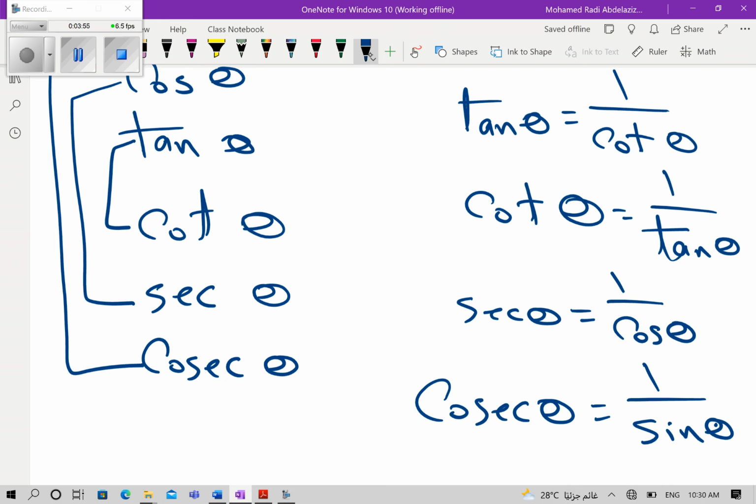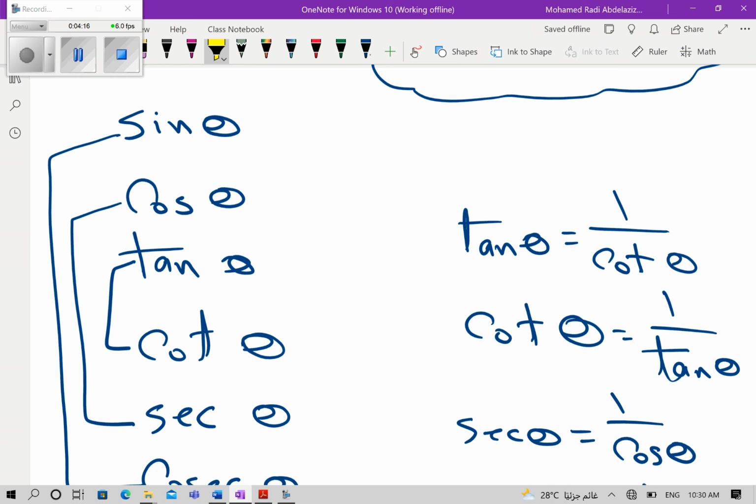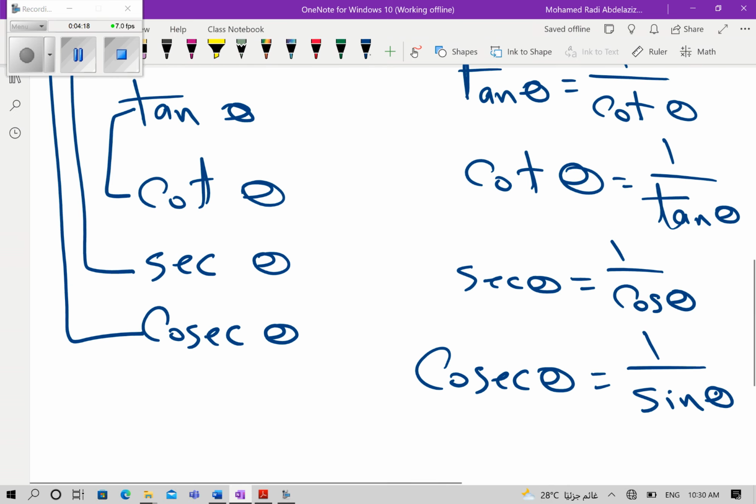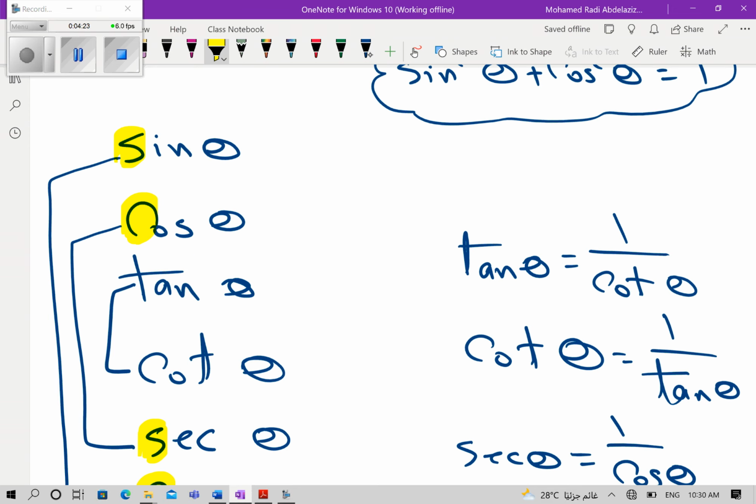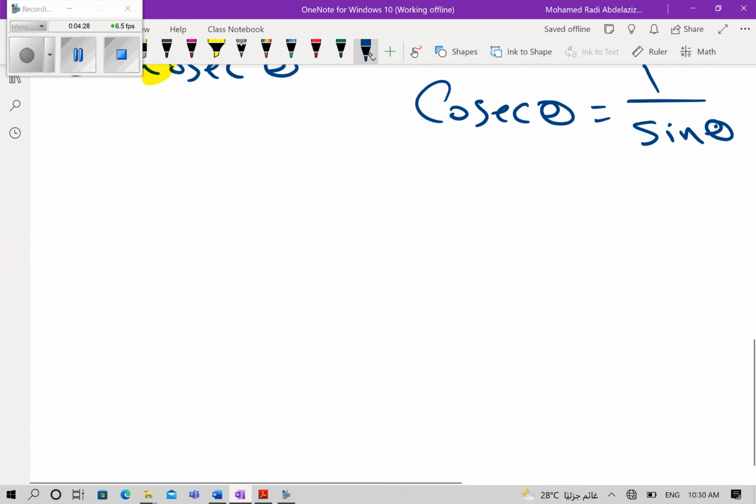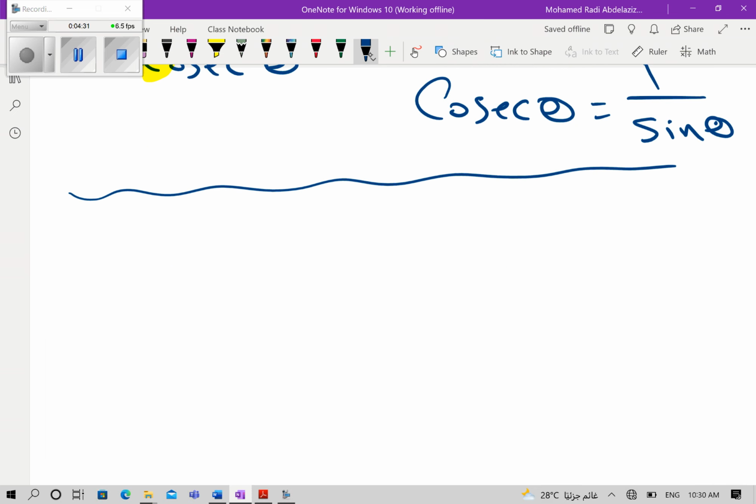We added 3 trigonometric ratios: cotan, sec, cosec. Cotan is the reciprocal of tan. Cosine is the reciprocal of sec. Sine is the reciprocal of cosec. Sec is the reciprocal of cosine. Tan is the reciprocal of cotan. Repeat again. We added another 3 trigonometric ratios.